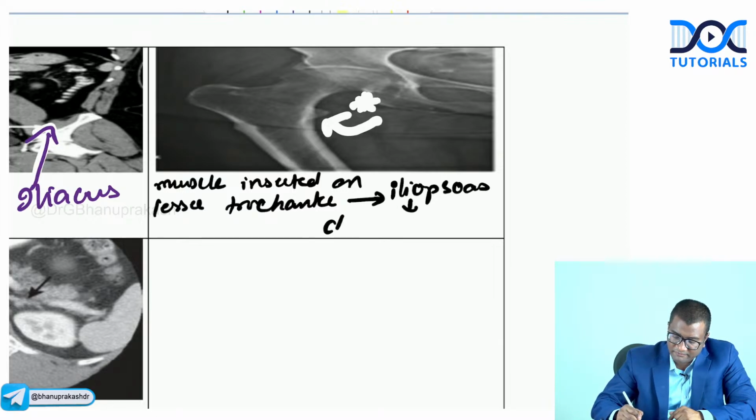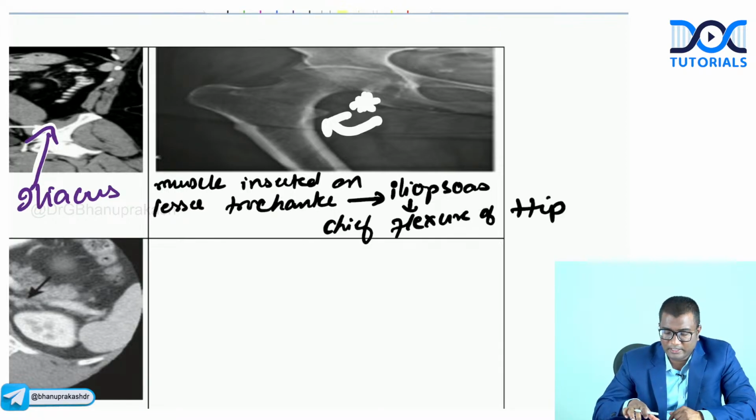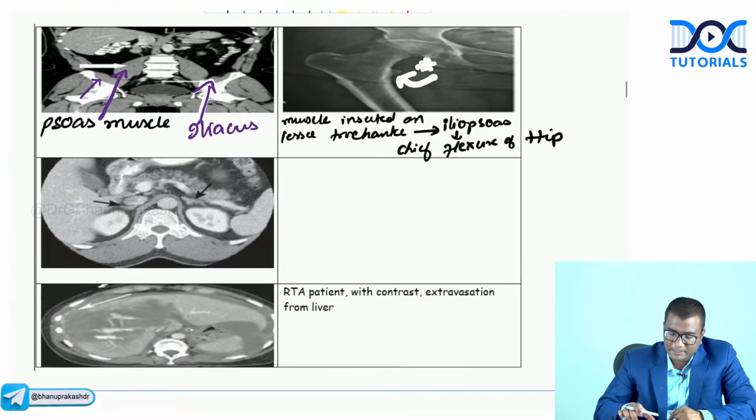It is the chief flexor of the hip, right? So the chief flexor of the hip is also your iliopsoas. So you will get a lot of questions on the iliopsoas muscle.